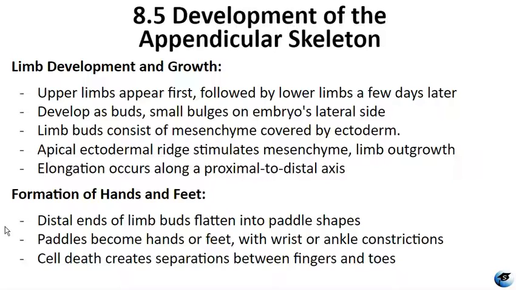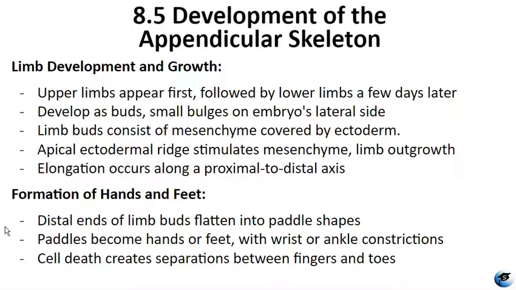The development of limbs follows a timeline, commencing at around the 4th embryonic week. The upper limbs make their appearance before the lower limbs, with a slight lag of a few days. Limbs undergo a growth process as limb buds, initially manifesting as small little bulges on the embryo's lateral side, and these limb buds consist of mesenchyme covered by ectoderm, and their elongation is stimulated by the apical ectodermal ridge, directing growth along a proximal to distal axis.